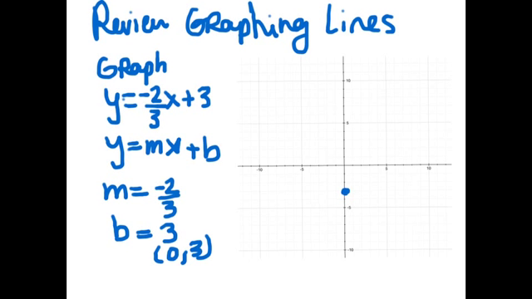And from that point, I'll go down 2, over 3. Down 2, over 3. If I want to make another point, I'll go down 2, over 3. And then I'll connect my points together to make a nice line.